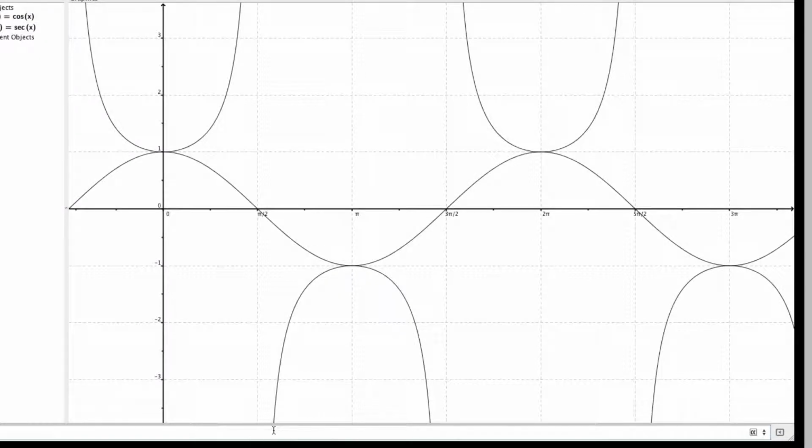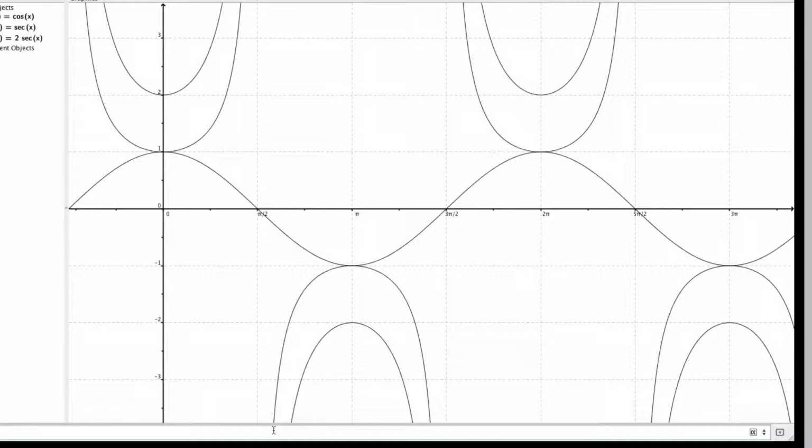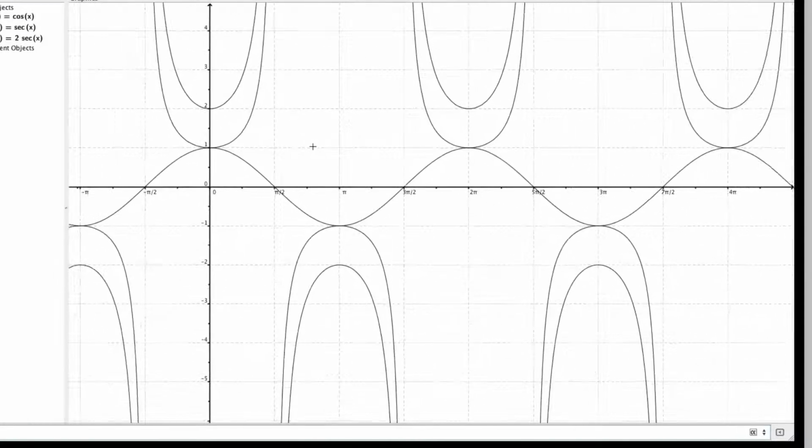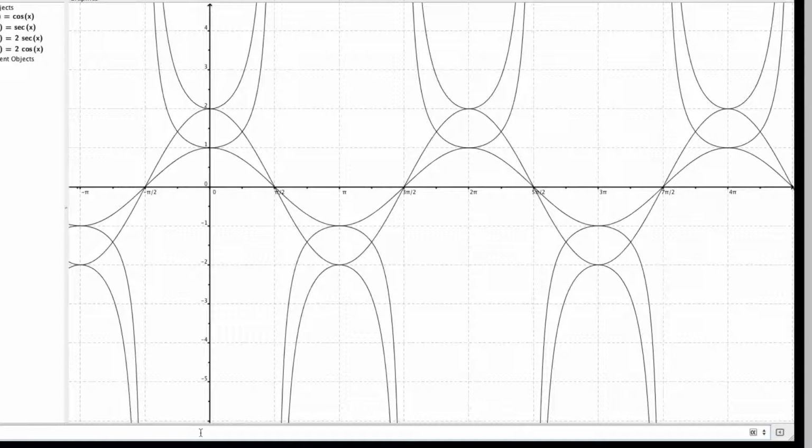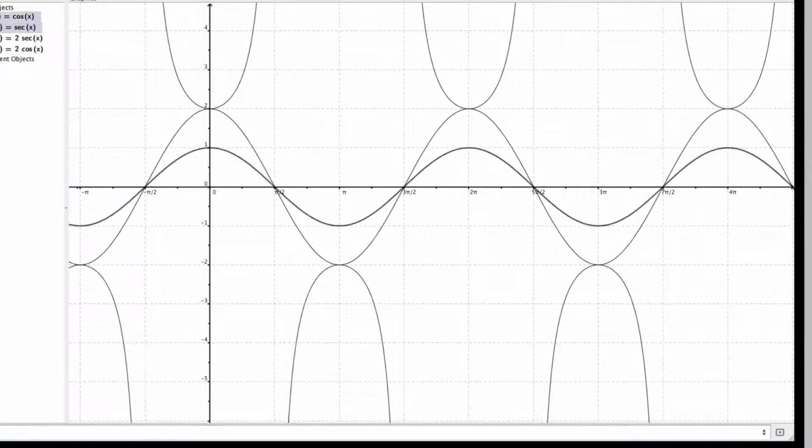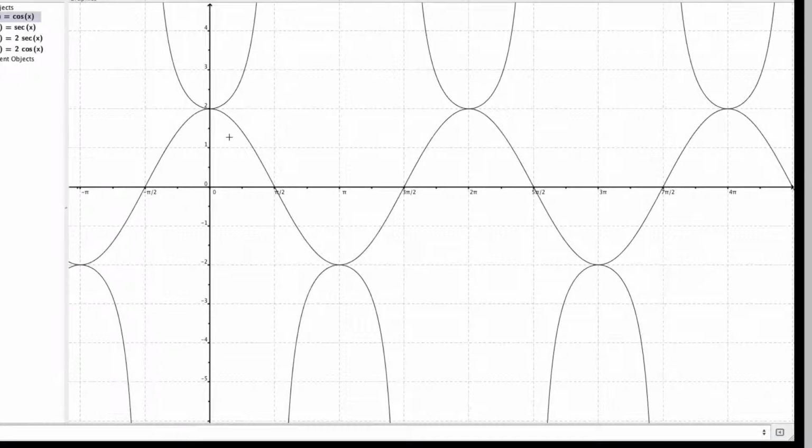So what if we wanted to graph, say, y equals 2 secant x? Well, we get a secant graph that is essentially a little bit higher up in the air, up at a height of 2 and down at a height of -2. But that's because that would be the reciprocal of y equals 2 cosine x, which would have an amplitude of 2, so the secant graph would be up a little bit higher.